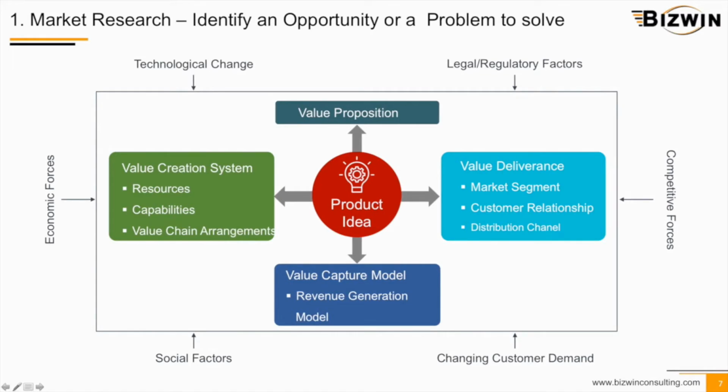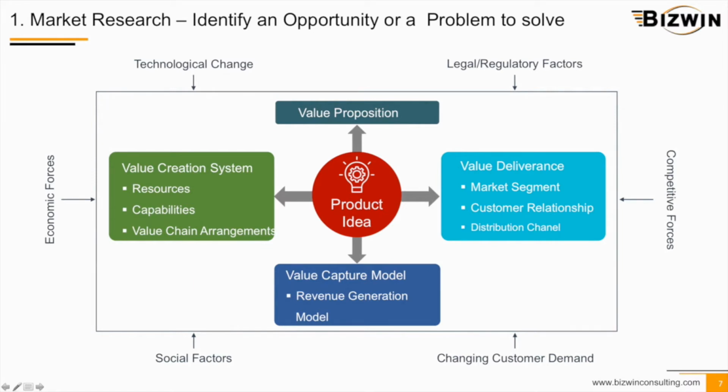So next, let's go step by step as I was discussing. This is step number 1. Identify an opportunity or a problem to solve. How do we do that? What are the steps? Typically, a product idea can germinate and evolve based on certain realities. What are these realities? There are 6 realities we take into consideration to evolve the product idea.